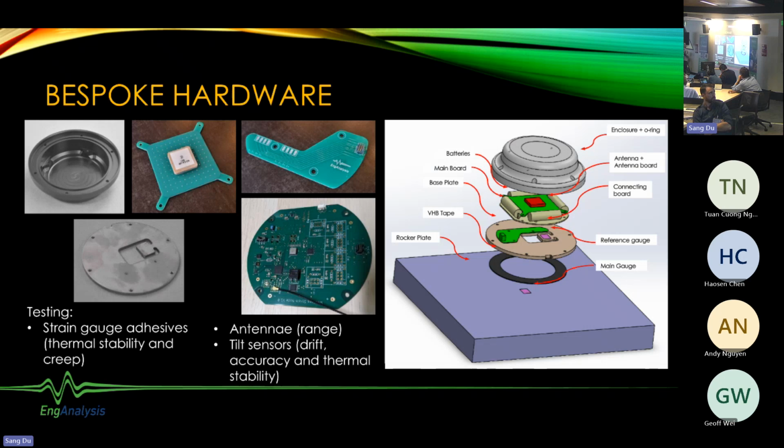And here's a little bit more about that hardware. There was a fair bit of testing involved as well for the strain gauges, testing different adhesives to see what would have the best thermal stability given the temperature variability of the environment. There was testing of the communications and how far we could get with the wireless nodes. And also for the tilt sensors, there were drift, accuracy, and thermal stability tests as well.